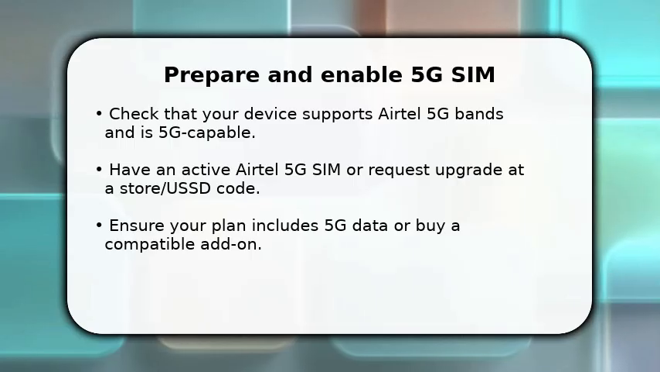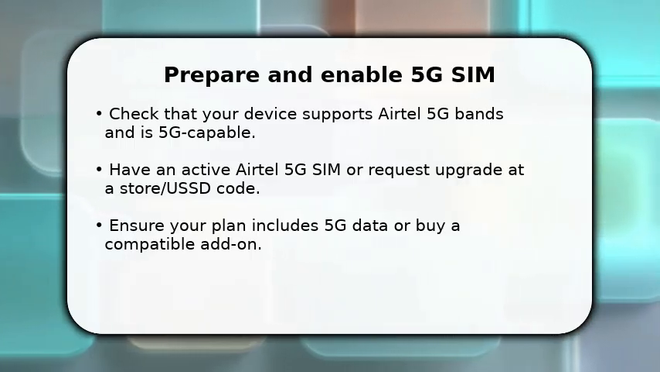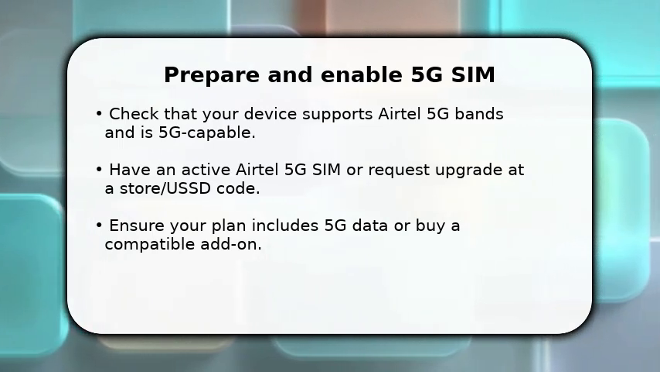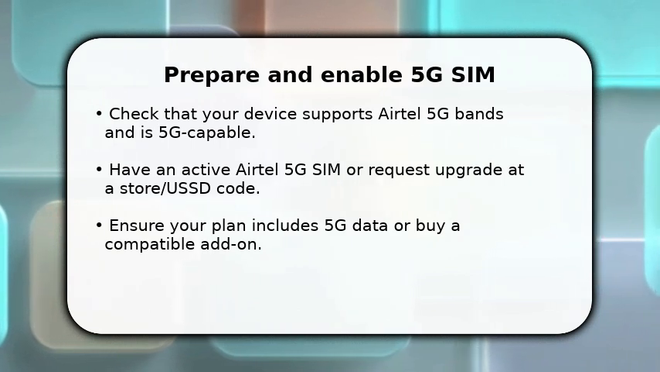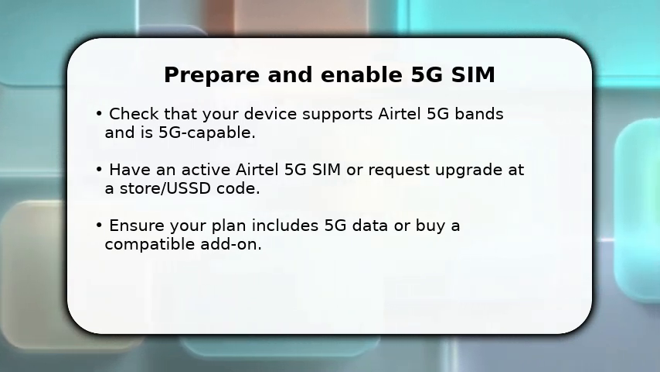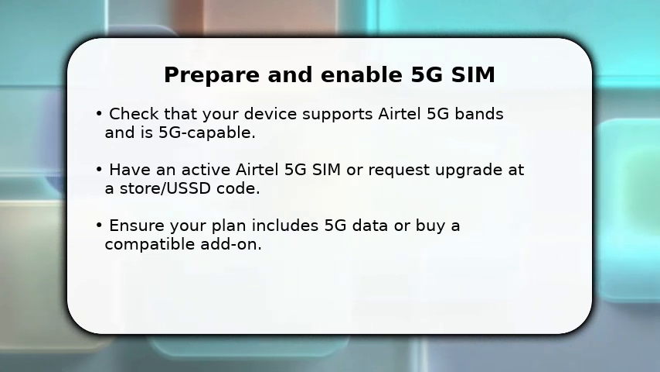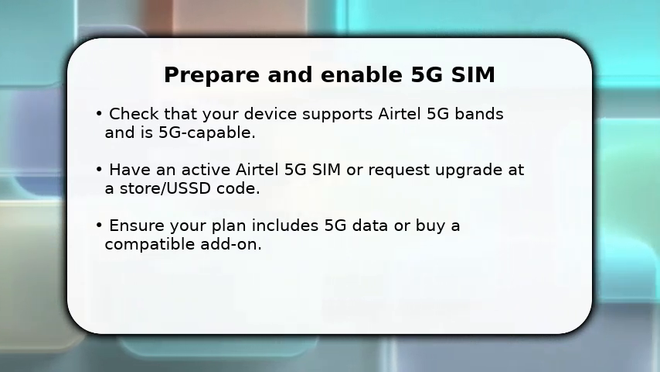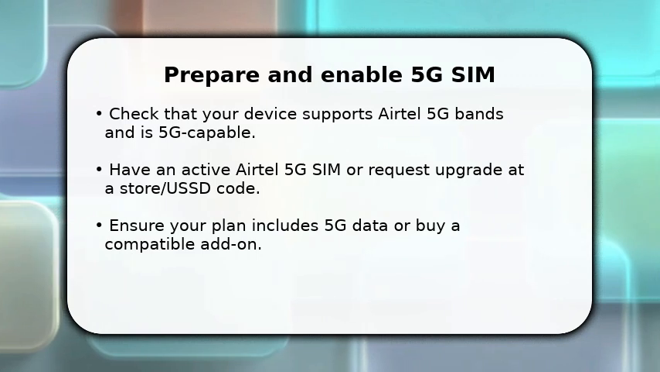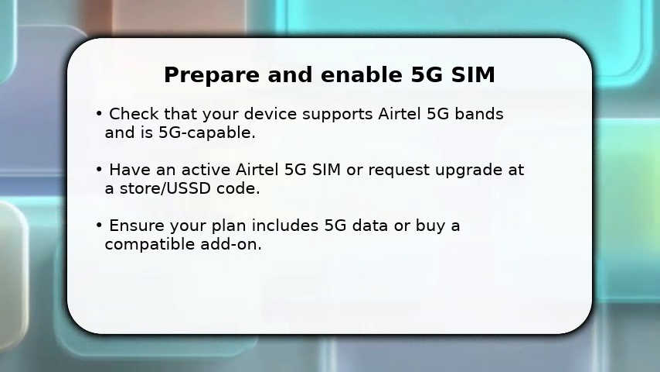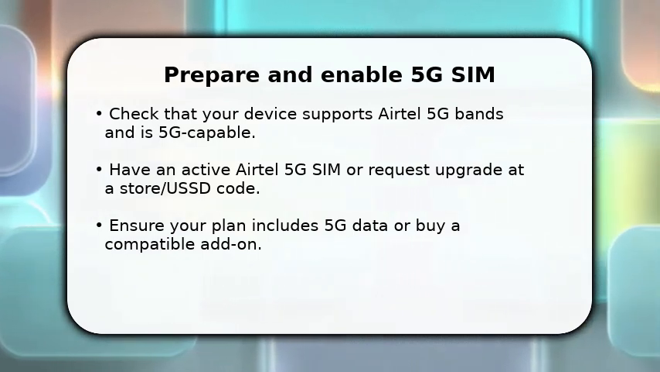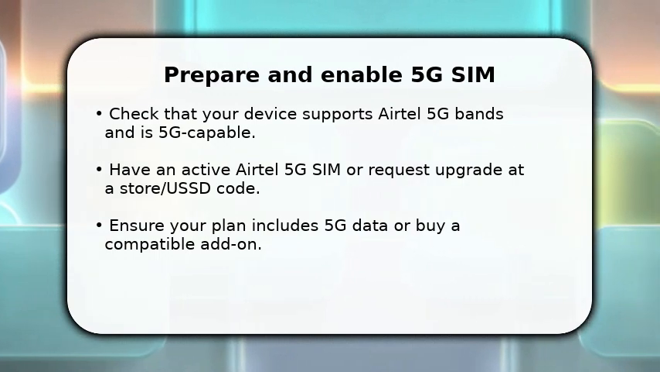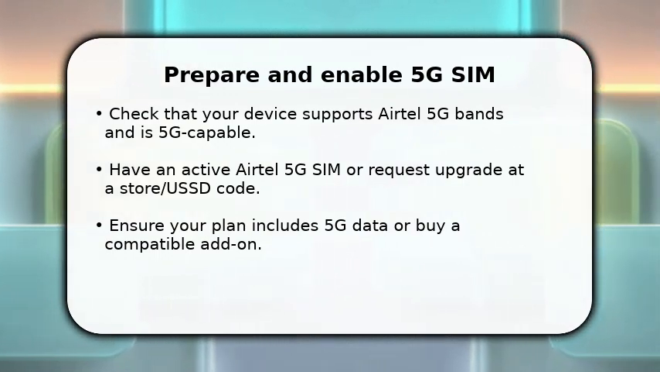You start by confirming hardware and account readiness. Check your phone's specifications and IMEI for 5G support, then make sure your Airtel SIM is provisioned for 5G. Once done, request a SIM upgrade via the Airtel app, USSD, or a store if needed, and verify your tariff supports 5G data. Make sure mobile data and network mode are enabled. This first set of actions clears account and device blockers so you can connect immediately.